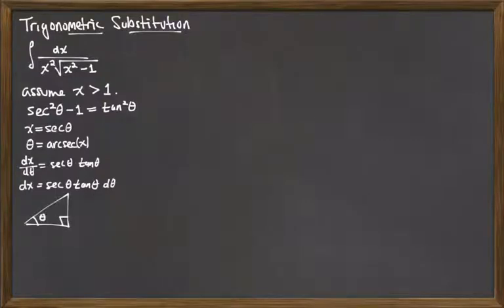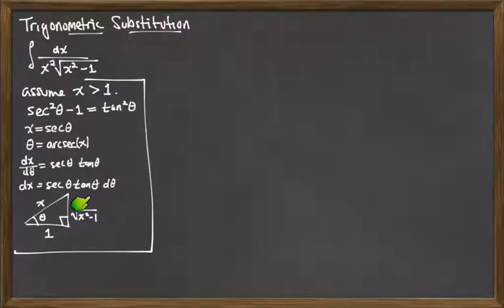We can keep track of the relationship between our new variable theta and our old variable x by drawing a little right triangle. I've drawn theta as one of the angles. I'm declaring the secant of theta to be x. That means the cosine of theta is 1 over x, and cosine is adjacent over hypotenuse. So I'm going to label the adjacent side 1 and the hypotenuse x. The remaining side, using the Pythagorean theorem, can be found to be the square root of x squared minus 1. Observe that that side is precisely the expression that motivated the substitution in my integral.